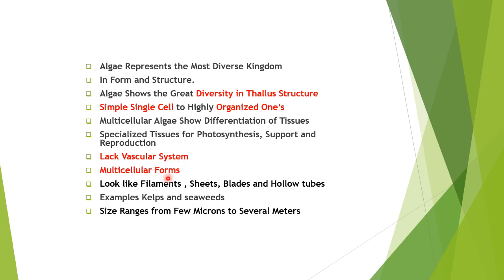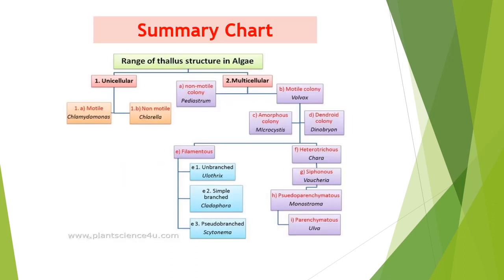In multicellular forms, they look like filaments, sheets, blades and hollow tubes. So multicellularity is not highly advanced in these organisms. You will see multicellularity in kelps and in seaweeds. As far as size is concerned, the size ranges from a few microns to several meters. So here we will discuss the range of thallus structure, which, as you might have understood, is from a very simple single cell to a multicellular organism.